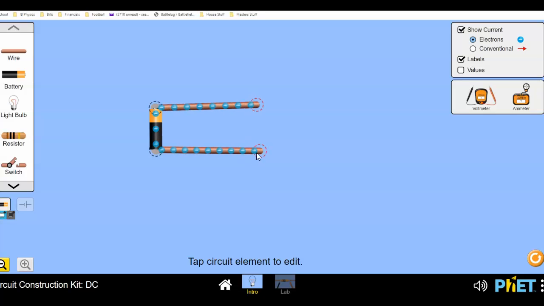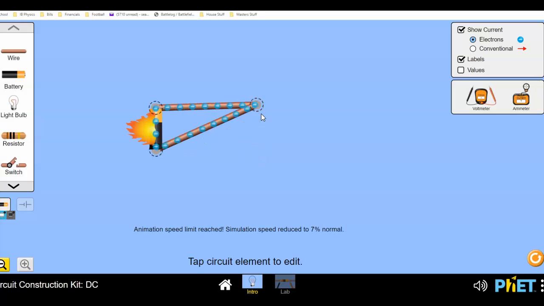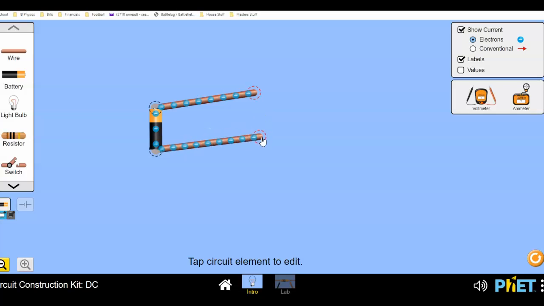And if I connect these two ends together, then that's actually bad, and it says animation speed reached. Okay, and I actually don't want to do that. What I just did a second ago is what's called a short circuit. Okay, and short circuits are bad. You might have heard of a short circuit before. They can be really dangerous, because then it produces a lot of heat inside the battery, and then the battery can explode and get acid over you, and that's not good.